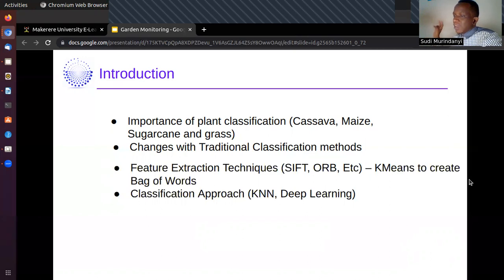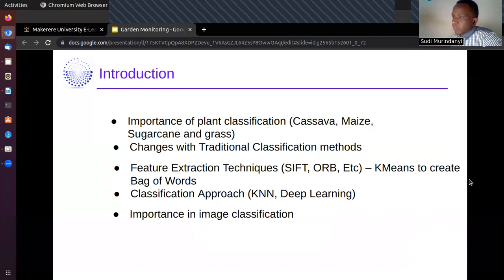So here I trained two types of models. One is the classical ML model, which is k-nearest neighbor, and the second one is the deep learning models. Here I also trained two: a simple CNN model, and a transfer learning model, for which I used MobileNet as a base model.